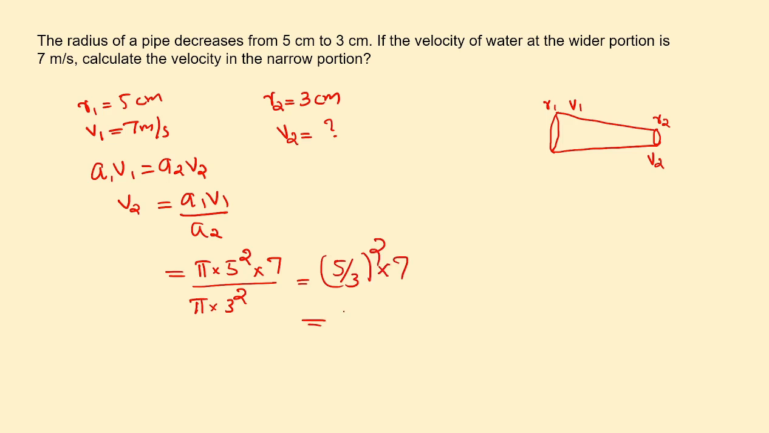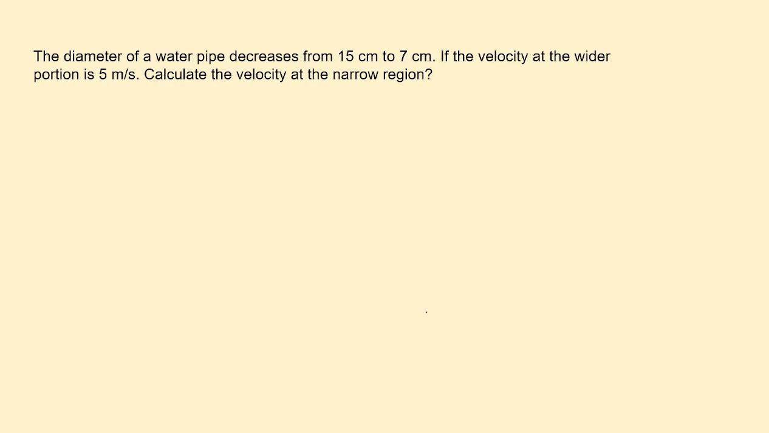So after the calculation, you will find the velocity at the narrow portion is 19.4 meter per second. Okay. There is one more problem. The diameter of a water pipe decreases from 15 centimeter to 7 centimeter. The velocity at the wider portion is 5 meter per second. Calculate the velocity at the narrow region. This problem is similar to the previous one. Here we have been given the diameter instead of radius.